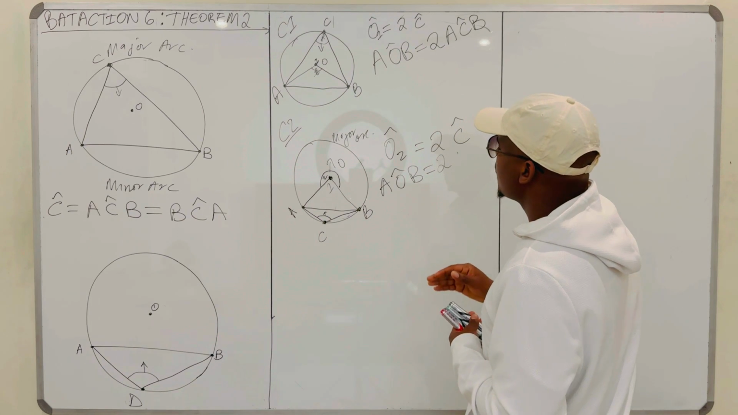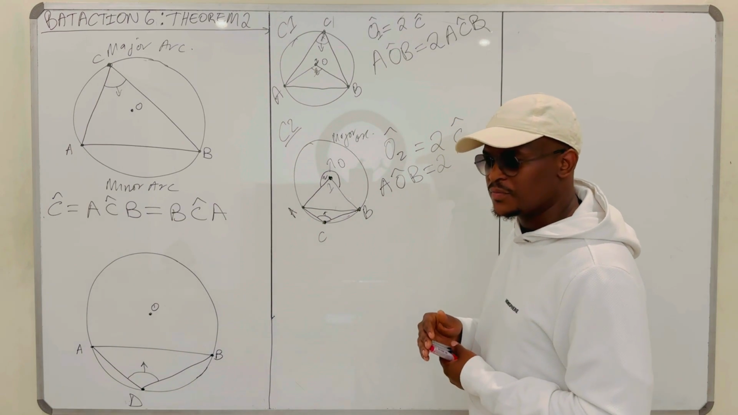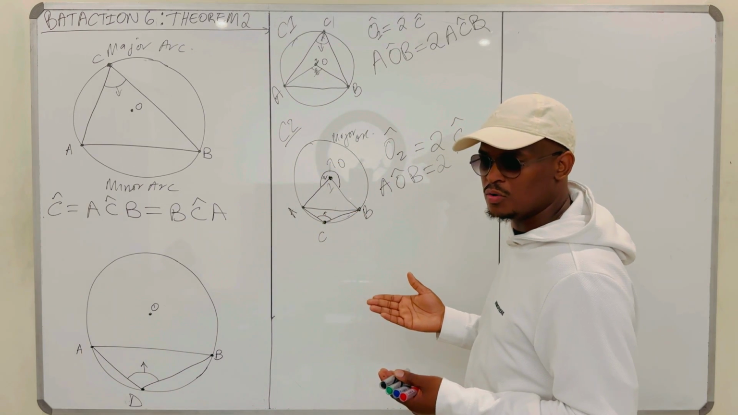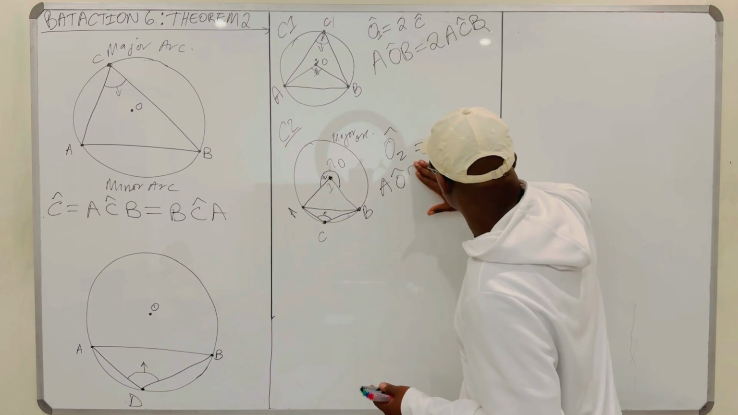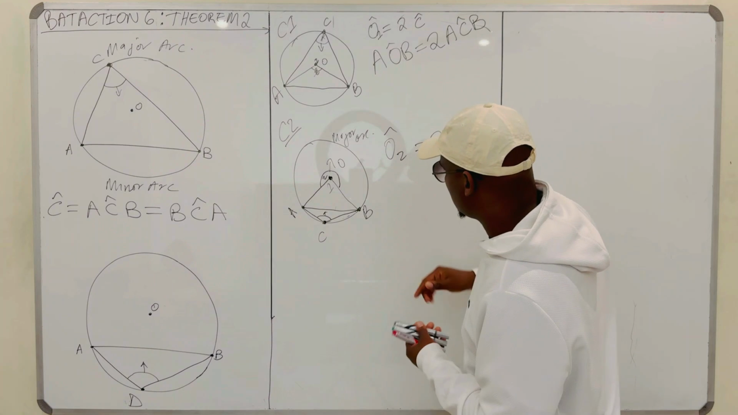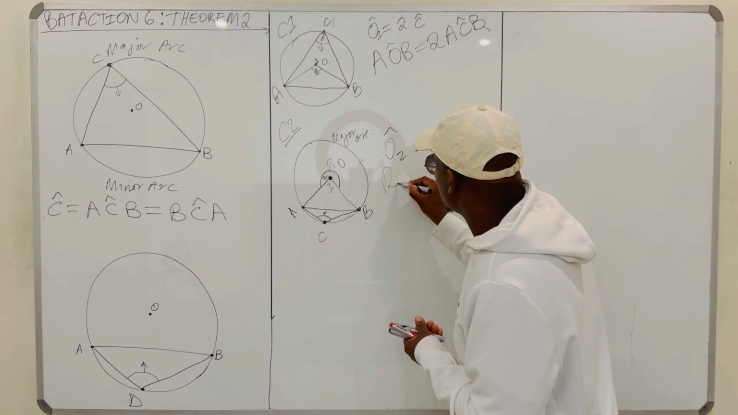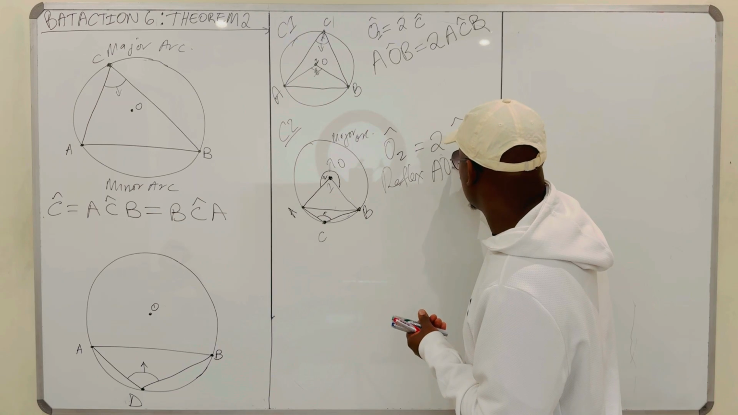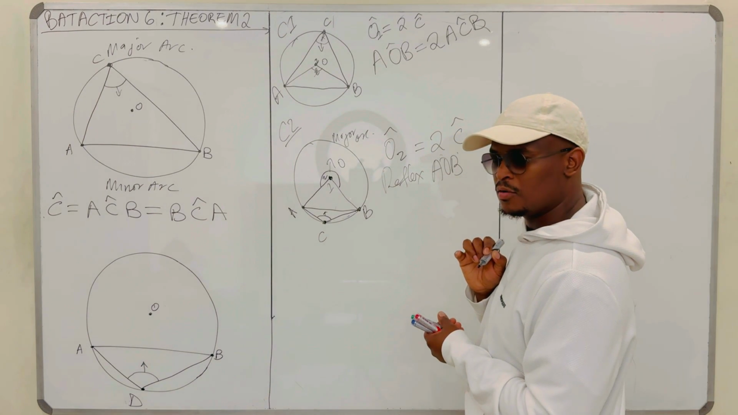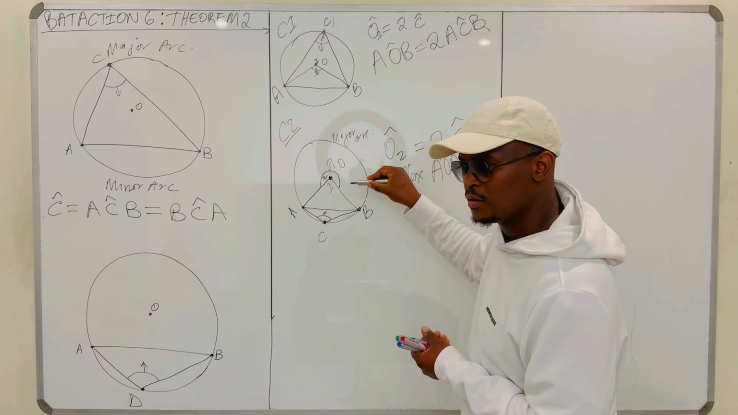So I think what you're worried about is which one am I referring to? Is that your problem? In that case, I'm not going to put any numbers there. I'll just say maybe the reflex AOB. Are you happy now? The reflex one, which is the big one.